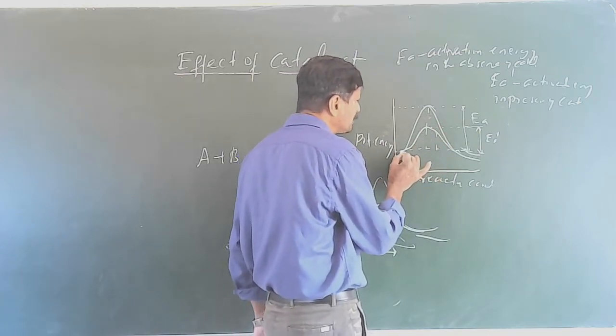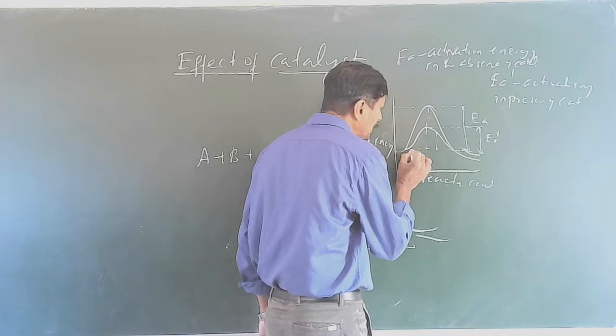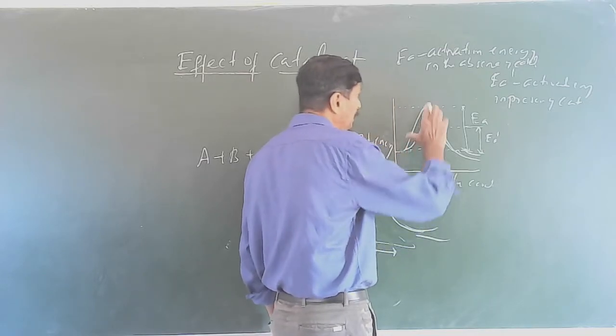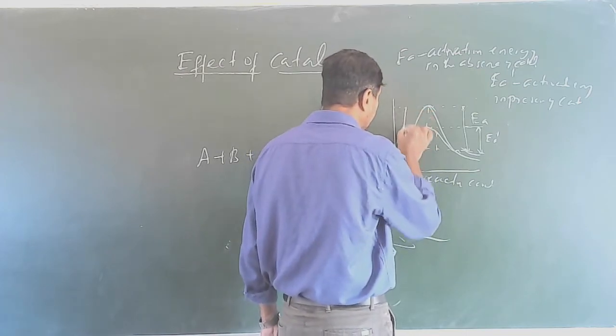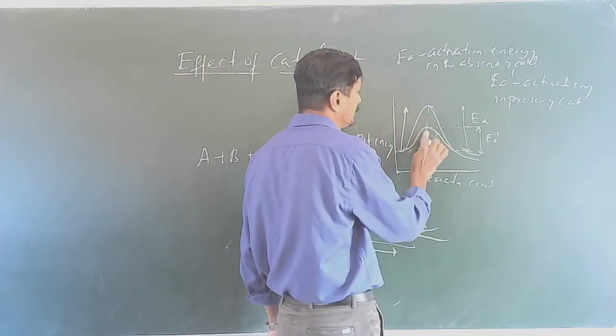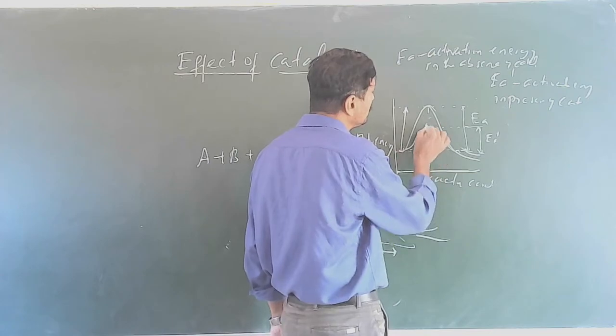It's the energy difference between the energy of the reacting molecule and the activated complex. You have to show the graph clearly like this. This is the activation energy. This is the activation energy in the presence of catalyst.